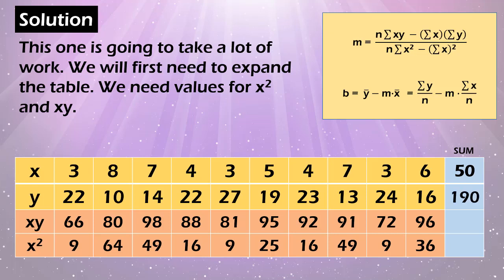With the x times y's, 66 plus 80 plus 98 plus 88 plus 81 plus 95 plus 92 plus 91 plus 72 plus 96 is 859. And for the x squareds, 9 plus 64 plus 49 plus 16 plus 9 plus 25 plus 16 plus 49 plus 9 plus 36 is equal to 282. So we have our 4 sums which are required in the formulas for M and B.